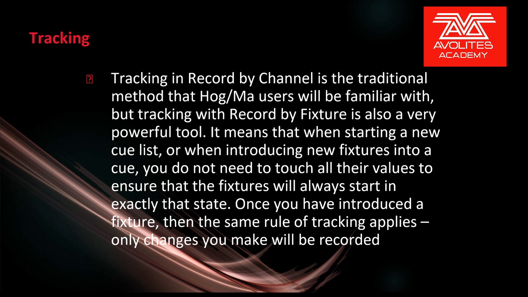Actually, let's talk about this first. Tracking record by channel is the traditional method that HOG and MA users would be familiar with, but tracking with record by fixture is also a very powerful tool. It means that when starting a new cue list or when introducing new fixtures to a cue, you do not need to touch all their values to ensure the fixtures will always start in exactly that state. Once you've introduced a fixture, then the same rules of tracking apply. Only changes you make will be recorded.